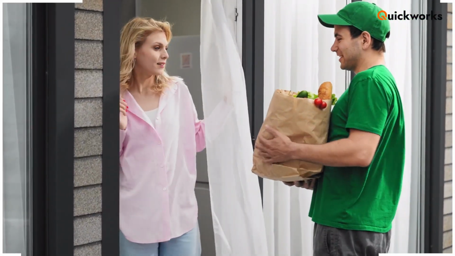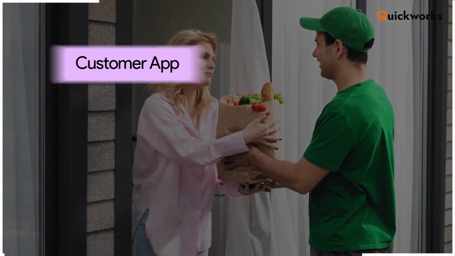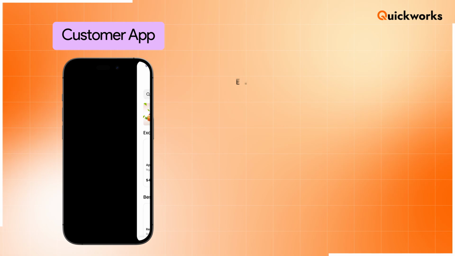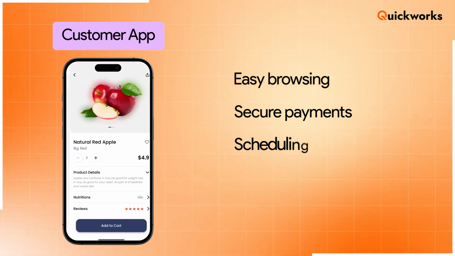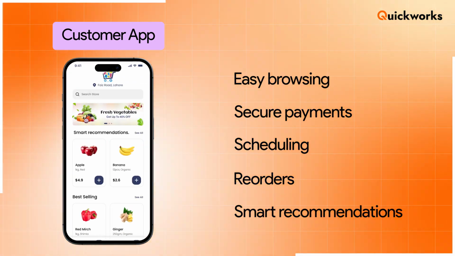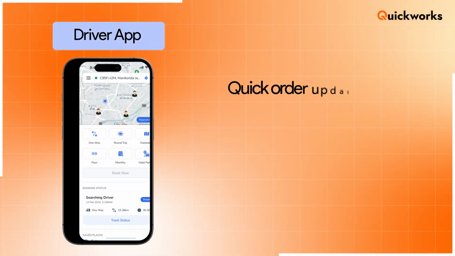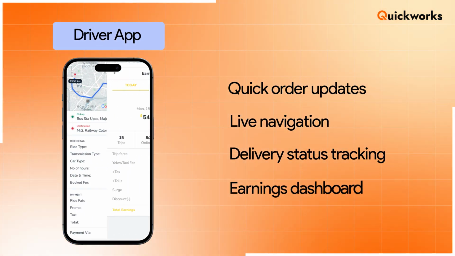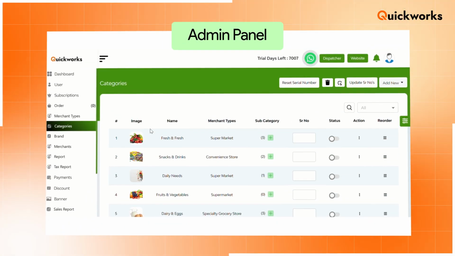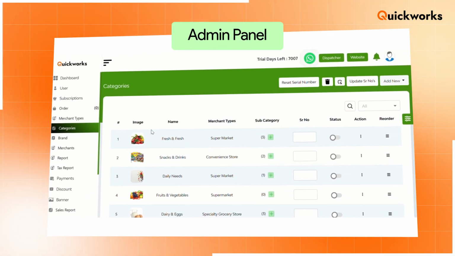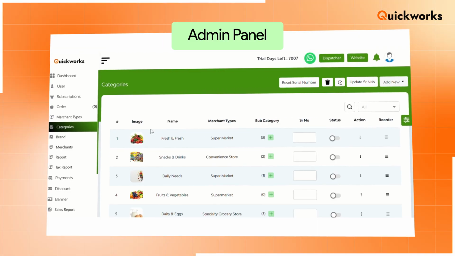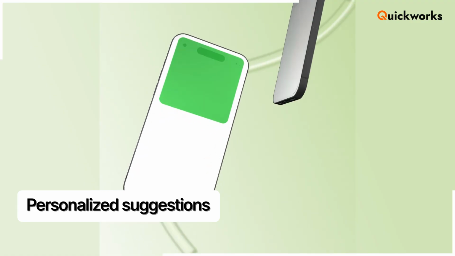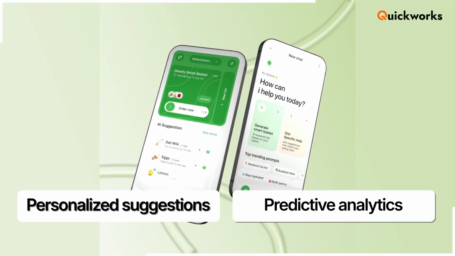Every grocery delivery app needs 3 core modules: customer app, driver app, and admin panel. Customer app: easy browsing, secure payments, scheduling, reorders, and smart recommendations. Driver app: quick order updates, live navigation, delivery status tracking, and earnings dashboard. Admin panel: manage users, orders, vendors, promotions, and performance analytics, all in one place. Add AI-driven features like personalized suggestions or predictive analytics for a smarter edge.